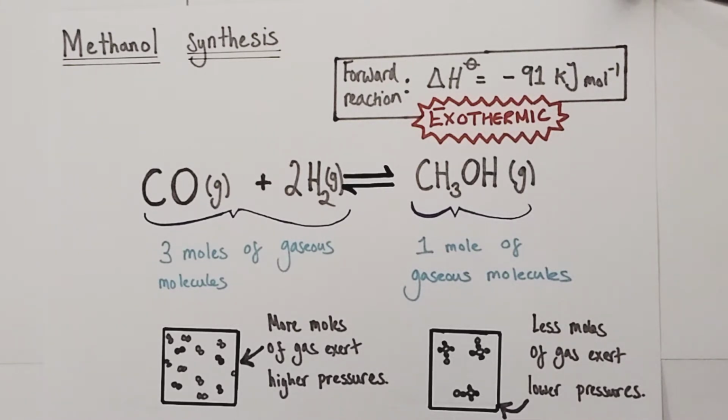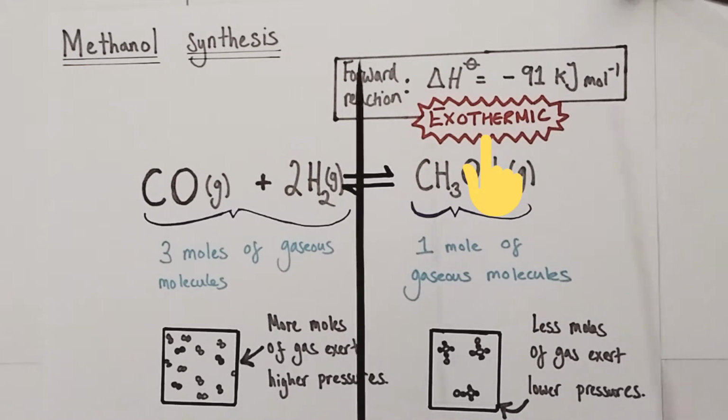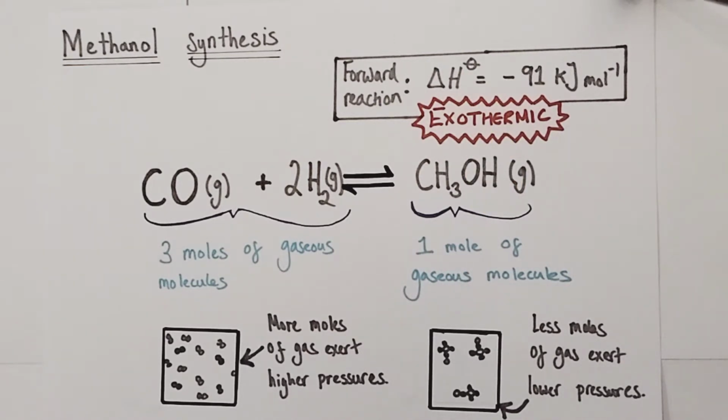So that's telling us it's an exothermic reaction. If it's a negative enthalpy change, it means it's giving out heat energy to its surroundings and it is exothermic in nature. It's going to therefore drive up temperatures as the reaction takes place. Keep that in mind for later.